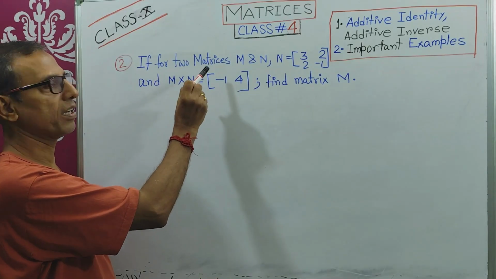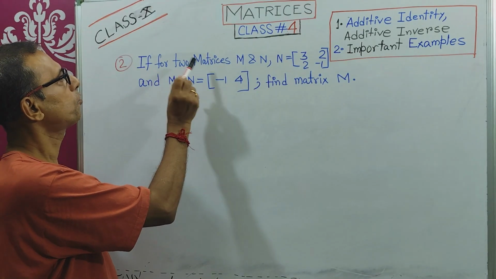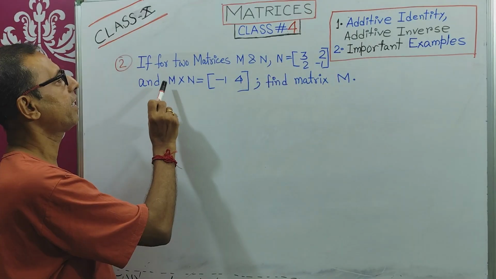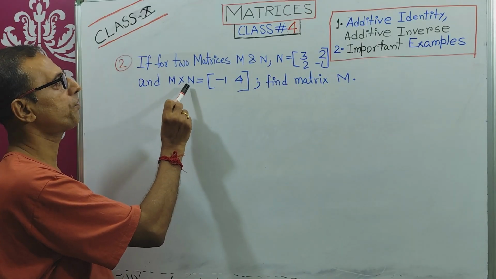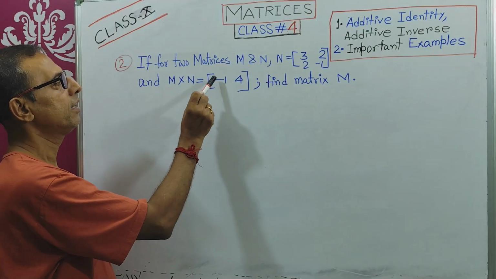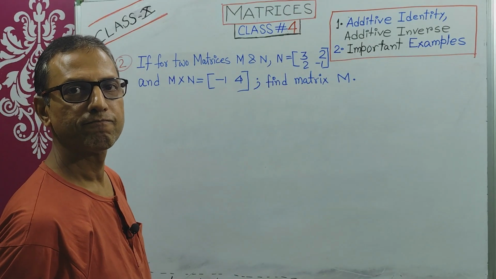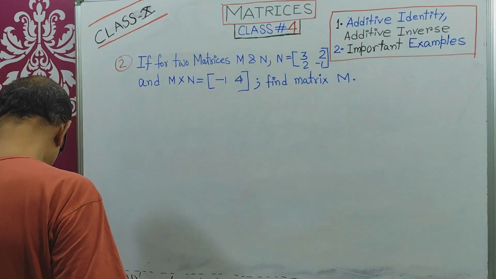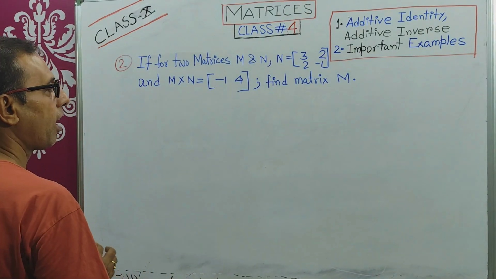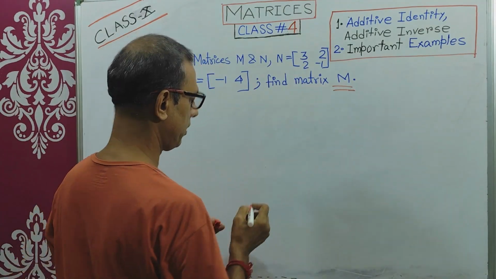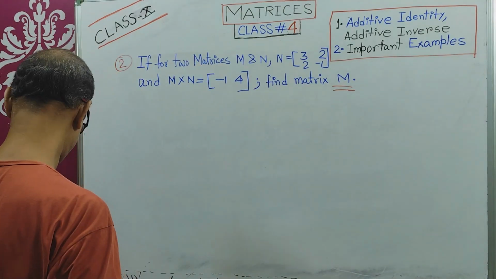This is a very interesting example. If for two matrices M and N, matrix N is given, and M into N, that is the product of matrices M and N, is also given as [-1, 4], then find matrix M. A very interesting and very important example. There is a high probability of having this kind of example in your exam, right?